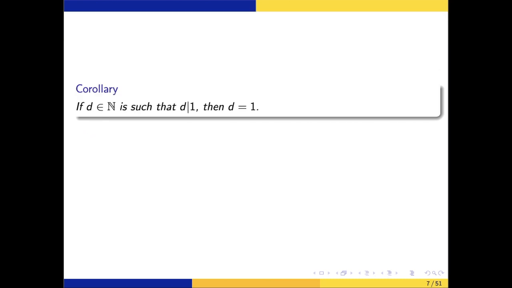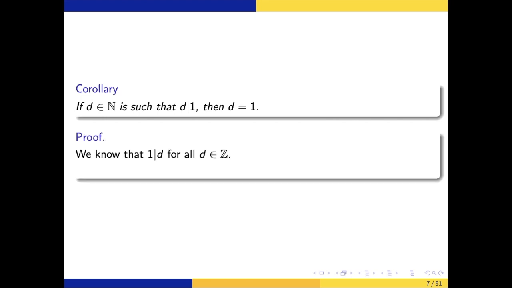A short corollary to this is that if d is a natural number that divides 1, then d is equal to 1. We know that 1 divides d for all integers d, and we also have that 1 is a natural number. So combining this with d divides 1 gives d = 1. We simply take c equal to 1 in the previous lemma.